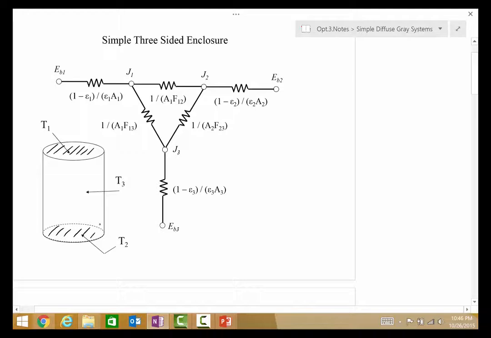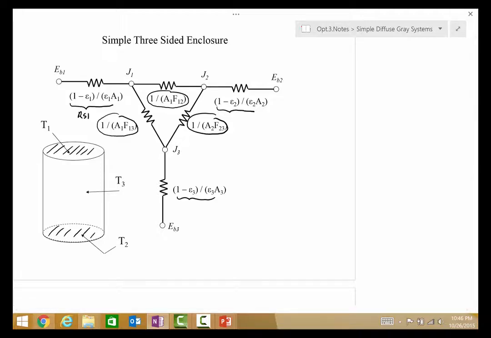This problem is perfectly suited for a circuit analogy. We understand that there's a surface resistance for surface 1, (1 minus epsilon 1) over (epsilon 1 A1). Similar resistances for surface 2 and surface 3. We understand that the geometric resistances are specified in terms of the view factors. These view factors are identified and are known from tables and charts.